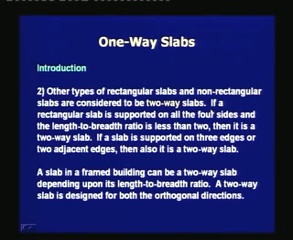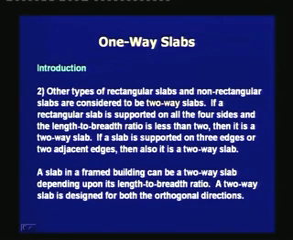Other types of rectangular slabs and non-rectangular slabs are considered to be two-way slabs. If a rectangular slab is supported on all the four sides and the length to breadth ratio is less than 2, then it is a two-way slab. If a slab is supported on 3 edges or 2 adjacent edges, then also it is a two-way slab. A slab in a frame building can be a two-way slab depending upon its length to breadth ratio.